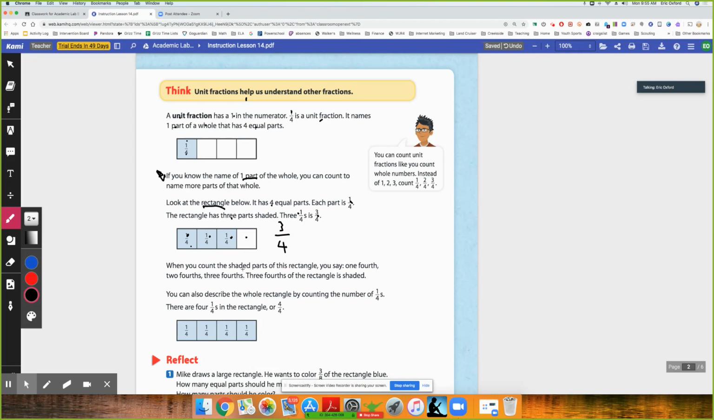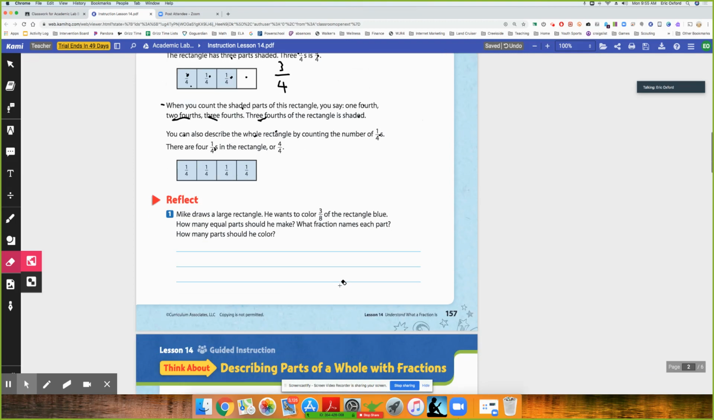When you count the shaded parts of this rectangle, you say 1/4, 2/4, 3/4. 3/4 of the rectangle is shaded. You can also describe the whole rectangle by counting the number of 1/4. There are 4 1/4 in the rectangle, or 4 out of 4, or 4/4. Let me clean this up a little bit. And so you can see down here, I've got 1, 2, 3, 4/4.